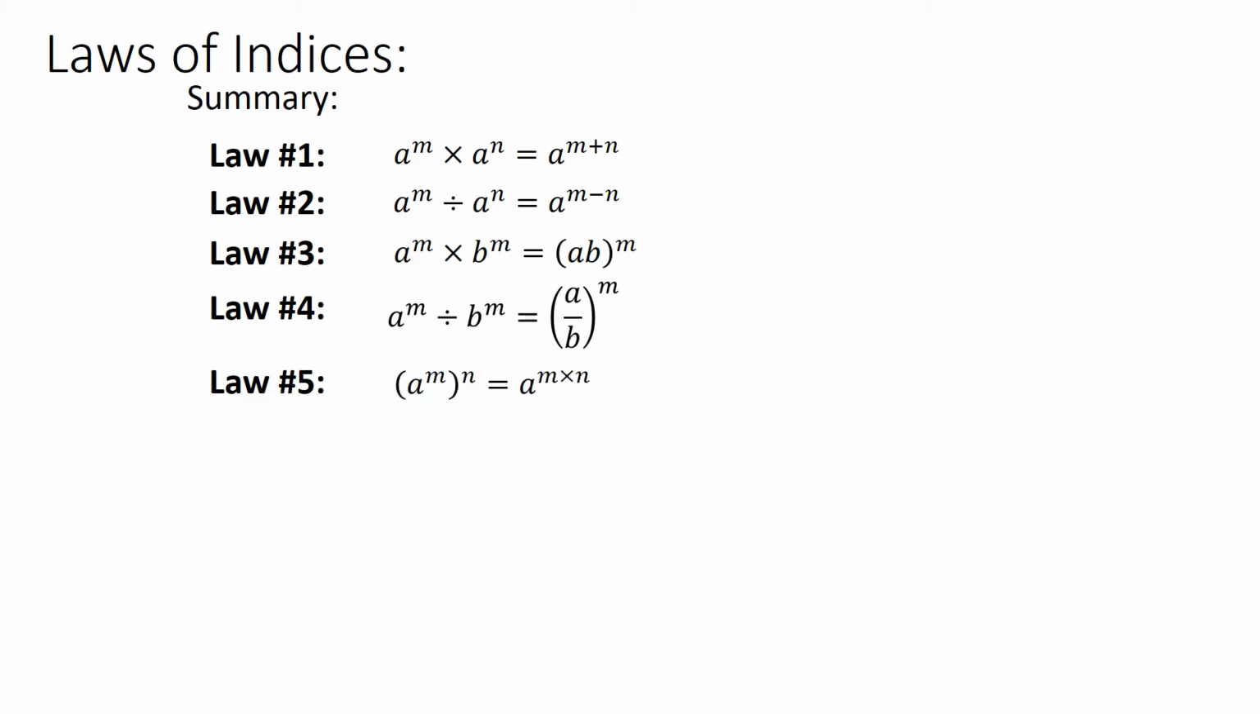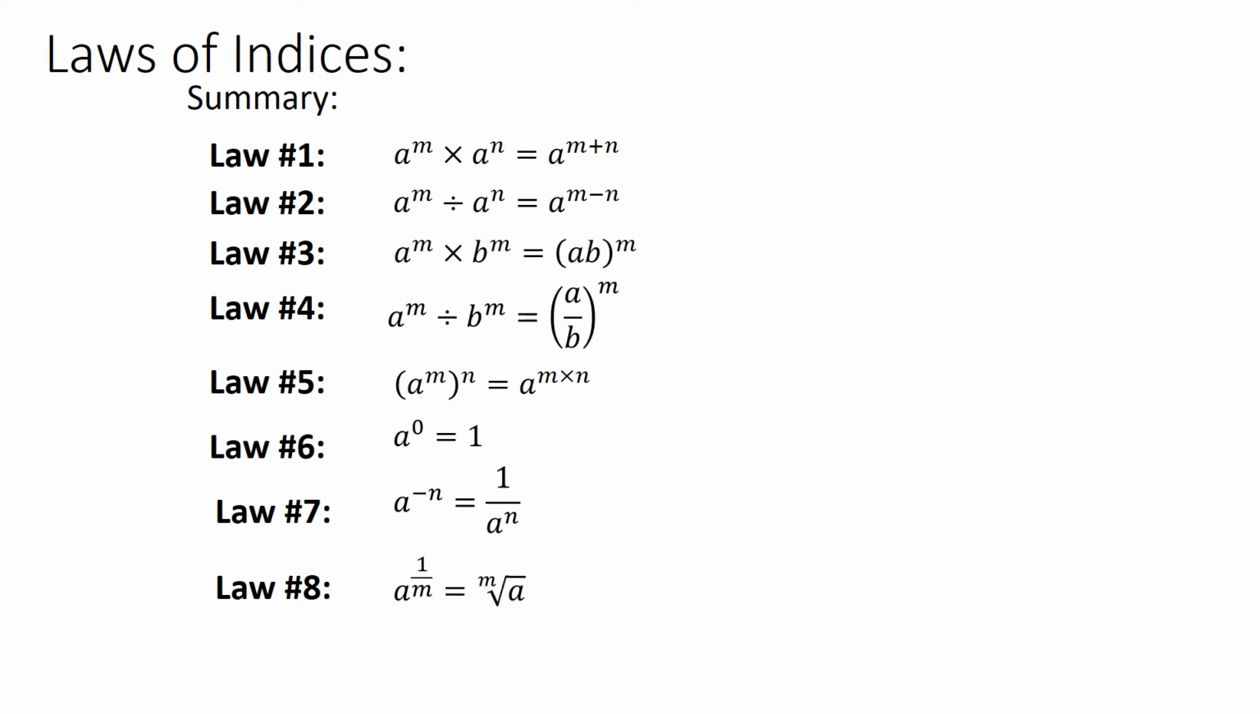Law number 5, bracket a to the power m to the power n equals a to the power m times n. Law number 6, a to the power 0 equals 1. Law number 7, a to the power negative n equals 1 over a to the power n. Law number 8, a to the power 1 over m equals m root of a. You need to memorize these 8 laws. An additional law is a to the power m over n equals n root of a to the power m.